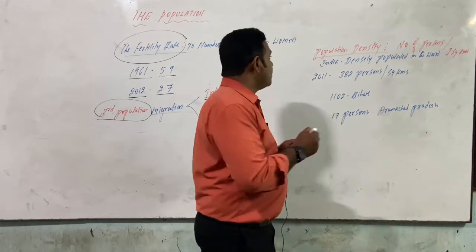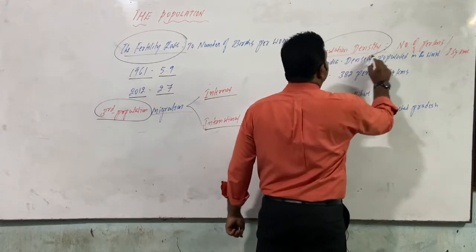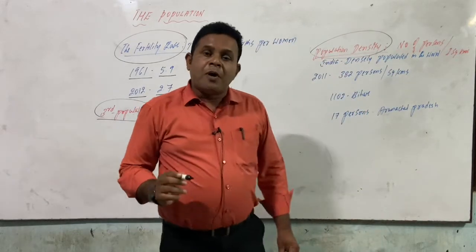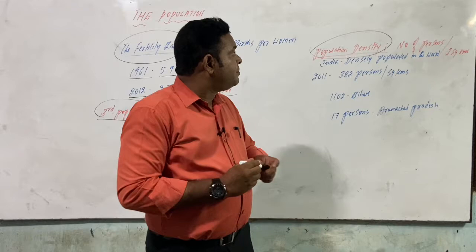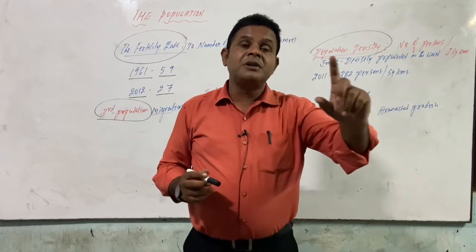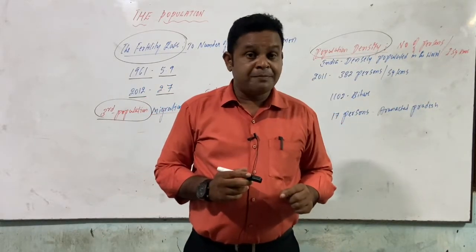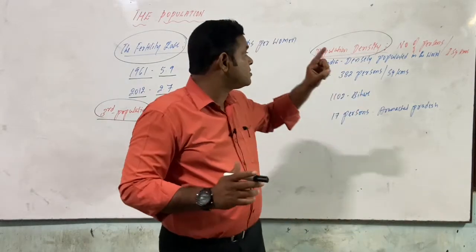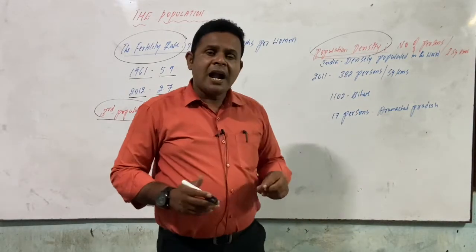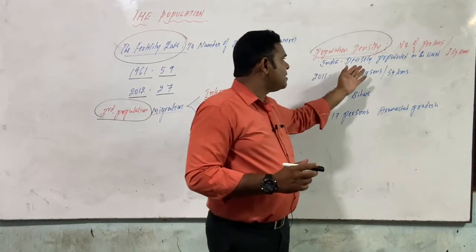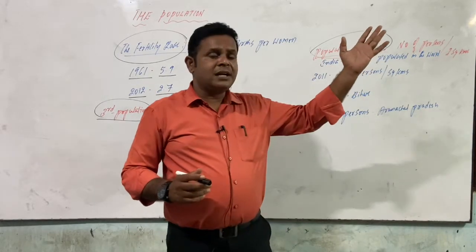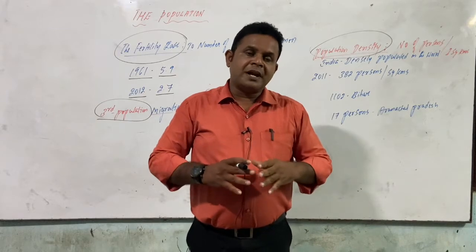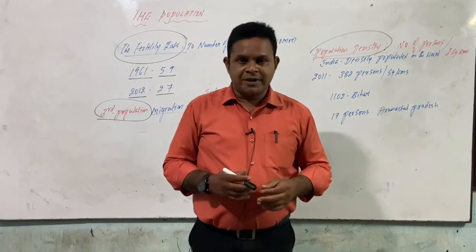And last, the conclusion of this lesson is what we call population density. Population density means the number of persons available for 1 square kilometer. I repeat, the number of persons available for 1 square kilometer is called population density. And as you know, India is one of the most densely populated countries in the world. When we compare all other nations, China is followed by our nation.